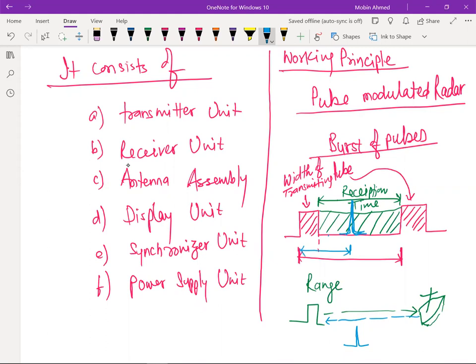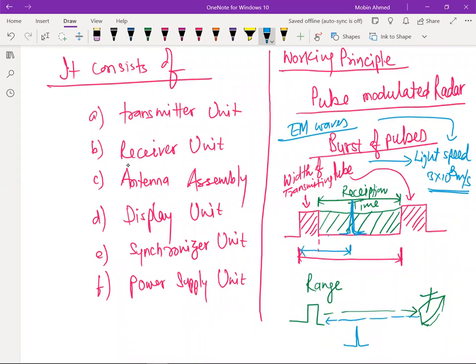How can we determine the range? Because we know the speed of the transmitting pulse. The speed is the same as light speed, because this is an electromagnetic wave. EM waves, the electromagnetic waves, travel at the speed of light, which is 3 × 10^8 meters per second. So it travels at light speed, and we know the speed.